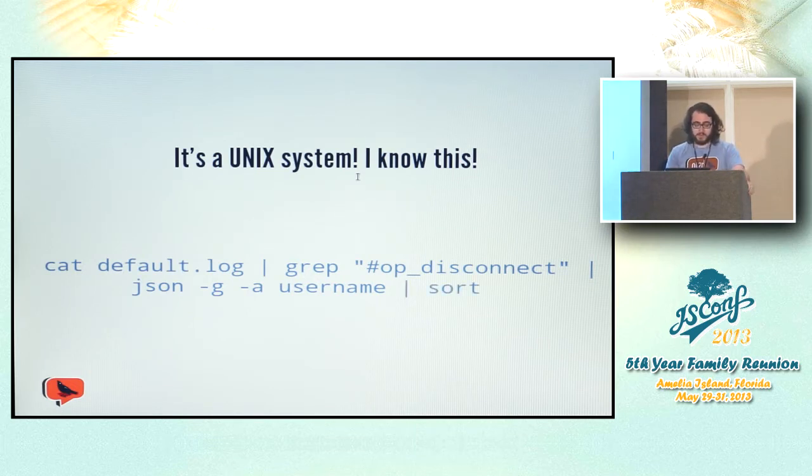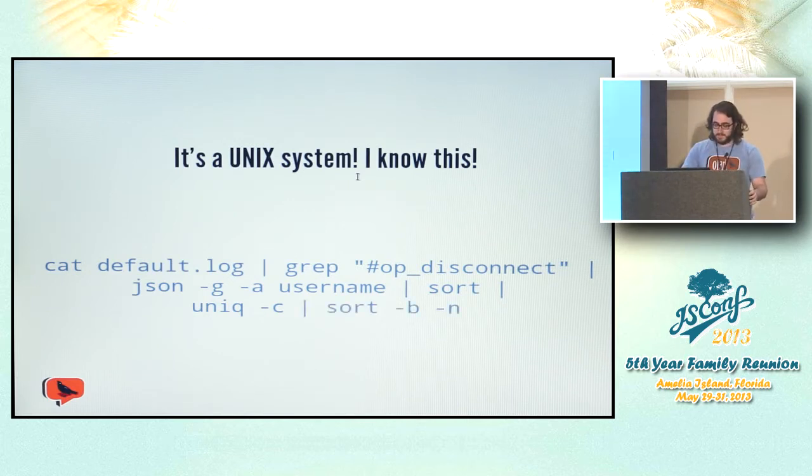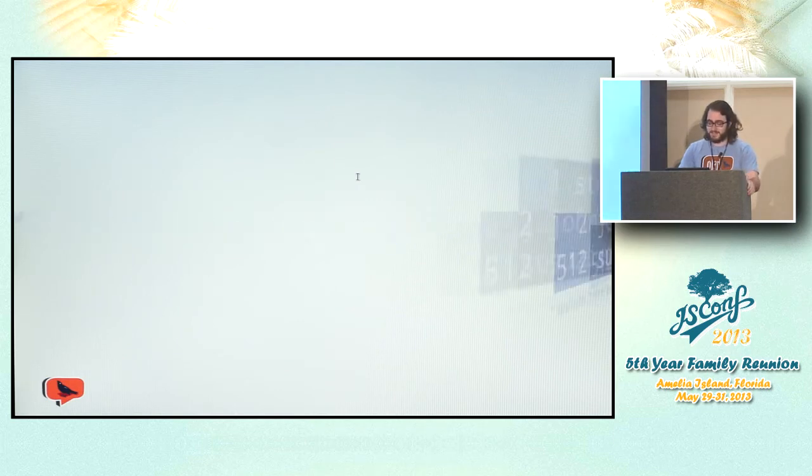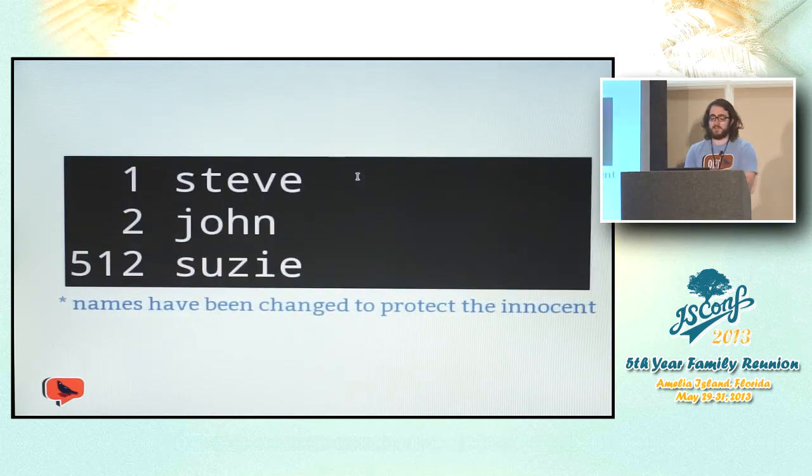So if we sort it by username, and then count up all of the unique instances of that username, and then sort it again by the count. Oh yeah, you need to do that if you want to actually run that. We'll get something that looks like this. In this log file, Steve disconnected once, John disconnected twice, and Susie disconnected 512 times.